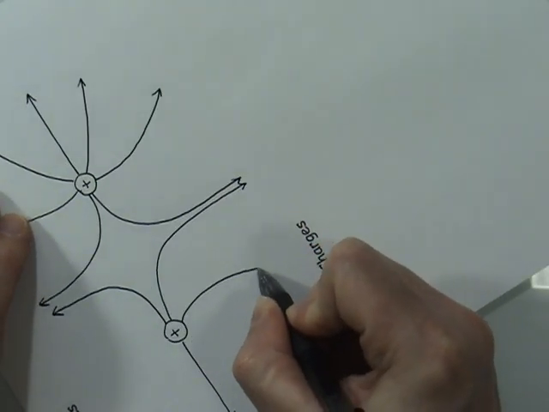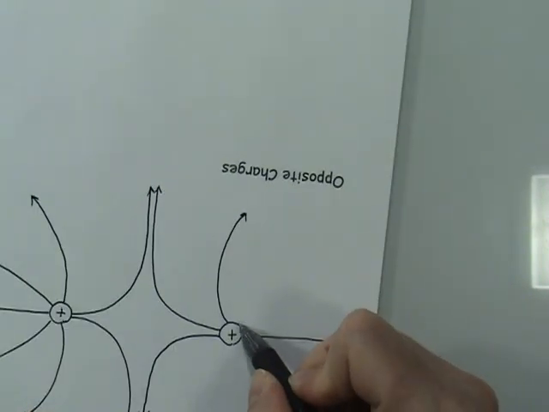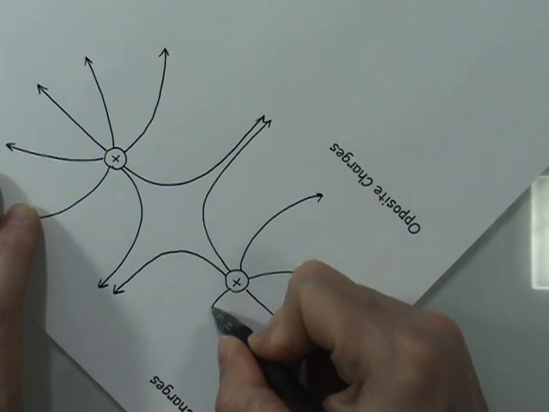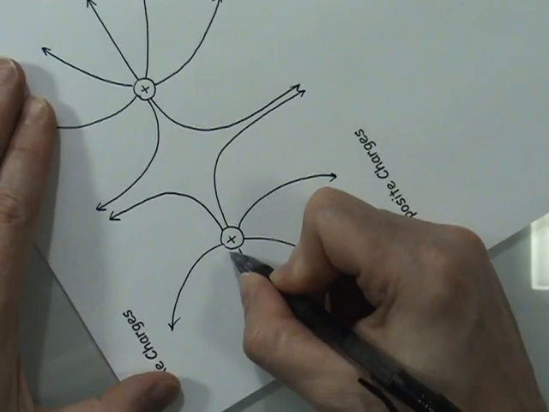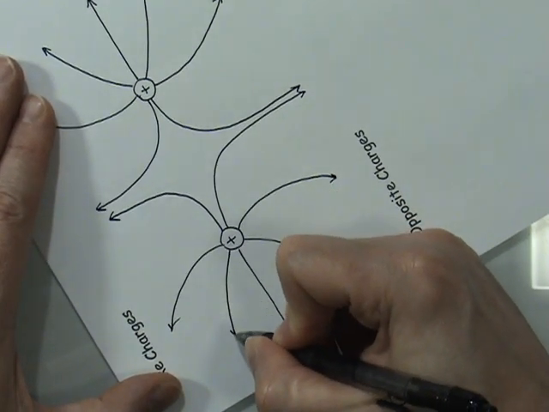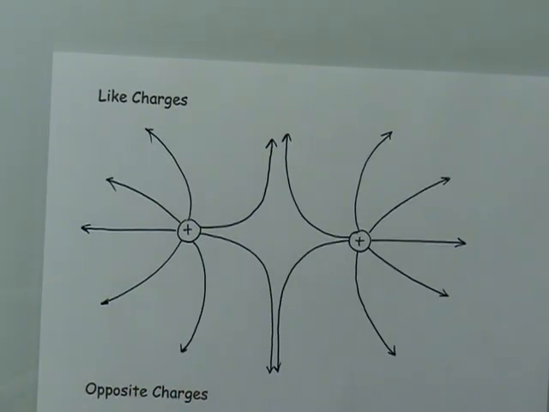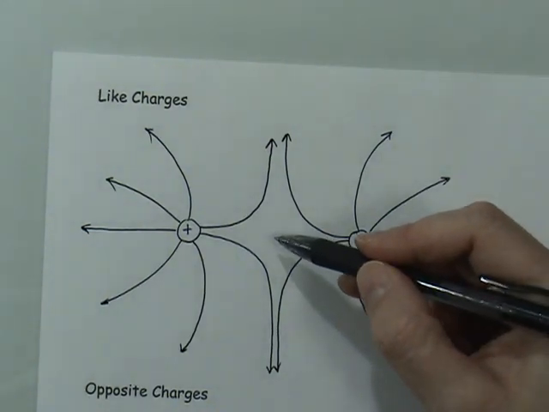Again, very sharply curved lines, less sharply curved lines. Sharp curve, gentle curve. Okay, so this is what the picture looks like for the electric field lines around two like charges, two positive charges. Now, if you just think about, what about here in the middle?